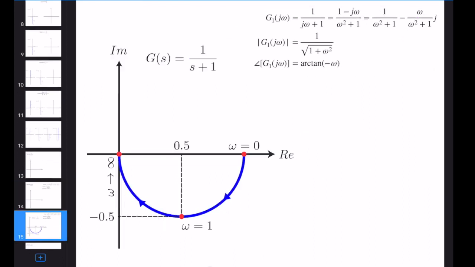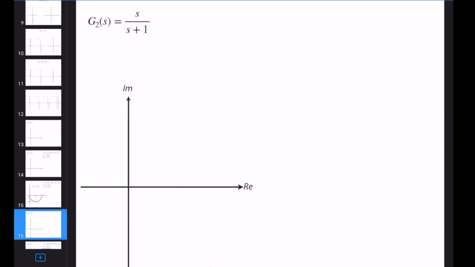If you look at this, our assumptions and computations are all correct, and this is a good polar plot of 1/(s+1). Okay, let's change the transfer function a little bit. Put an s in the above transfer function.